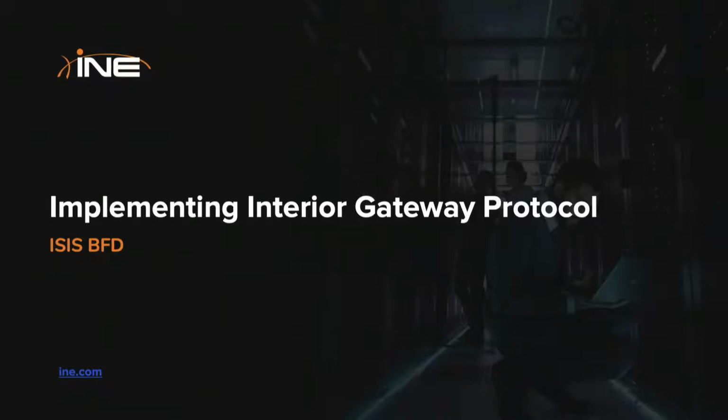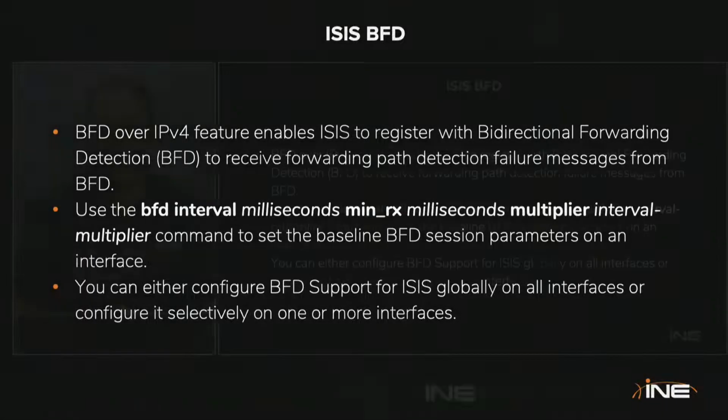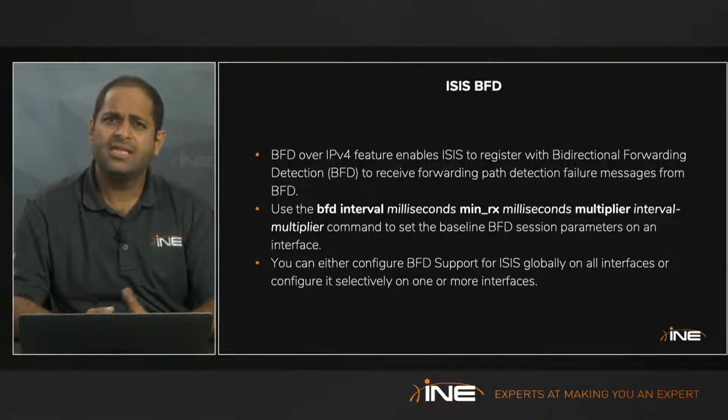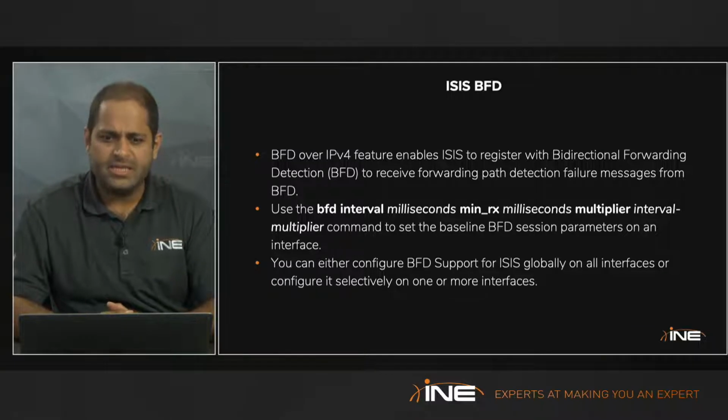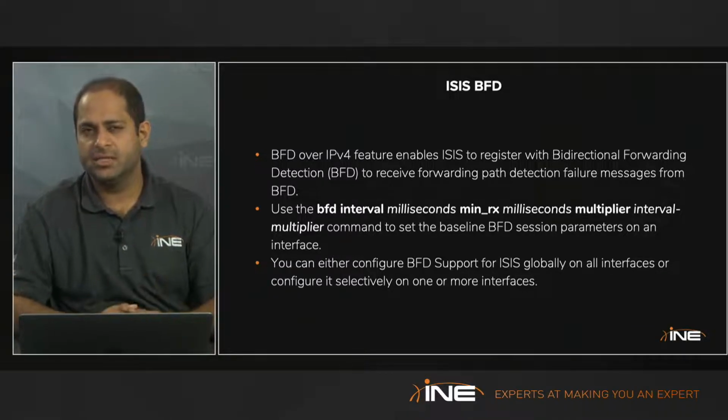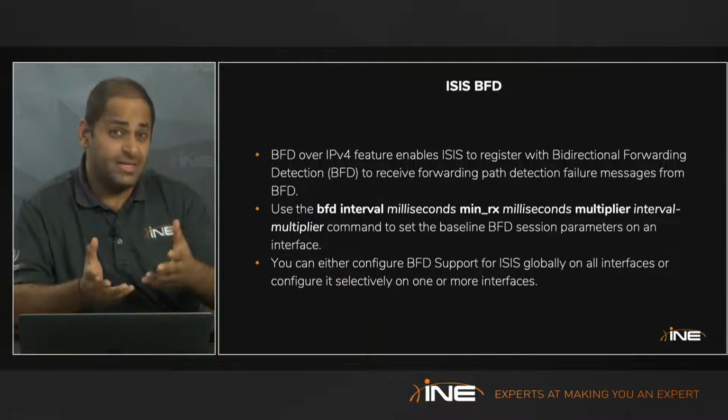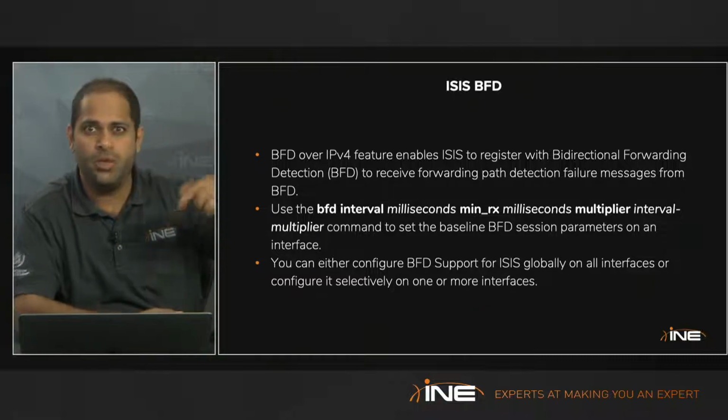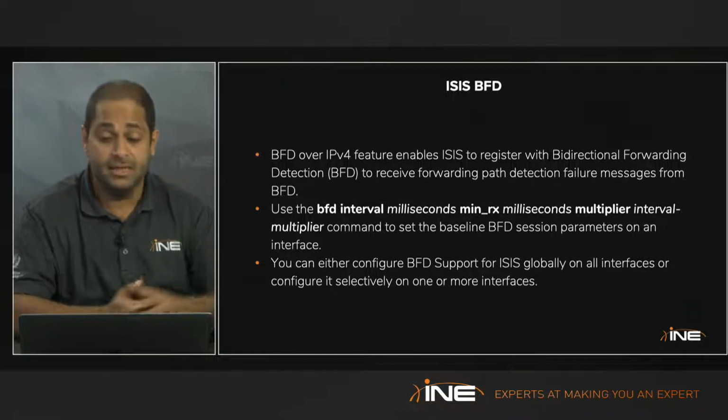Today in this course we will talk about IS-IS BFD, basically configuring BFD on IS-IS. As you know, BFD, which is bidirectional forwarding detection, is a super fast protocol. It is basically used to detect link failures, which can happen. You can detect link failures even within a microsecond or even a millisecond.